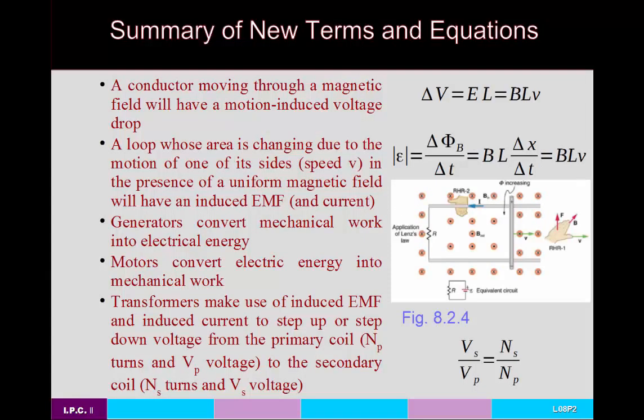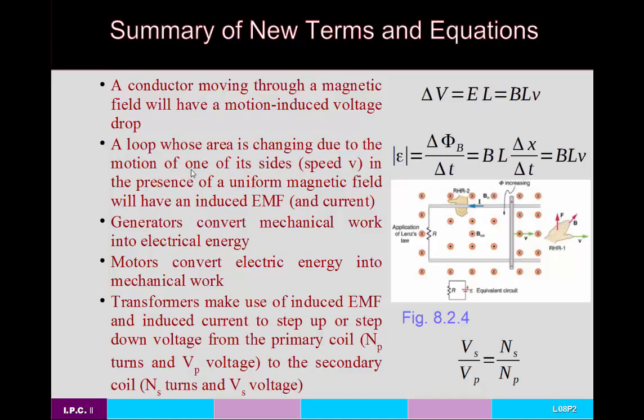All right, so I wanted to give a brief summary of the new terms and equations that we used here. Basically, a conductor moving through a magnetic field is going to have a motion-induced voltage drop given by this equation. Delta V is BLV, and of course if the velocity vector and the magnetic field vector are not perpendicular, then it's BLV sine theta.